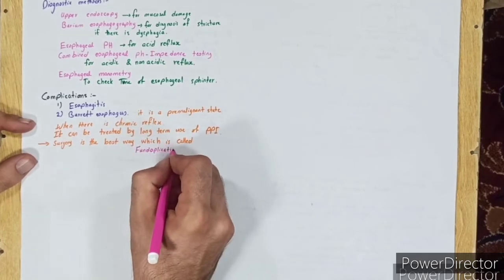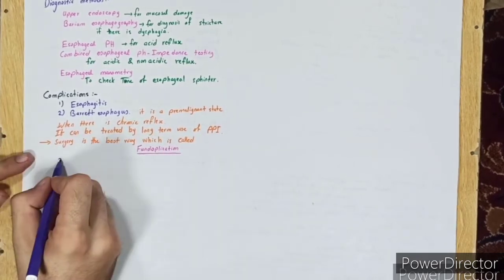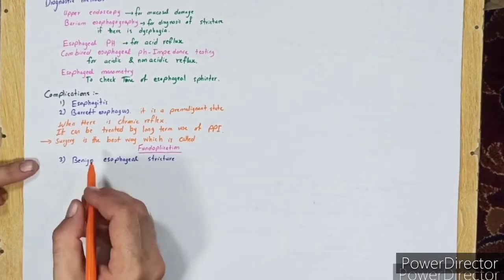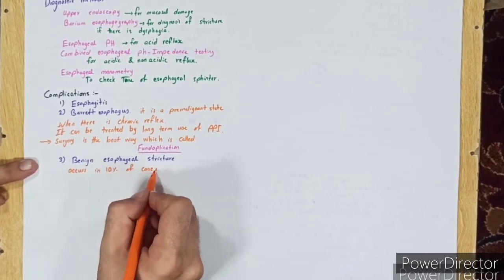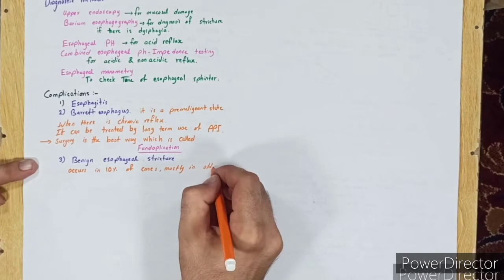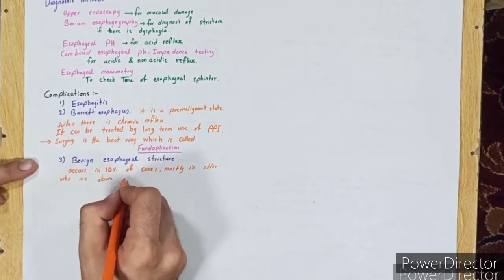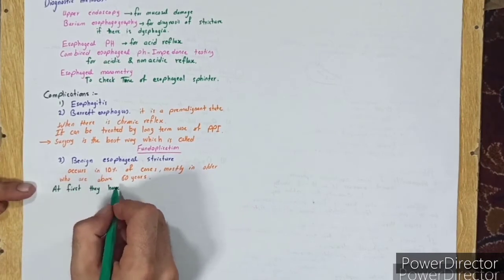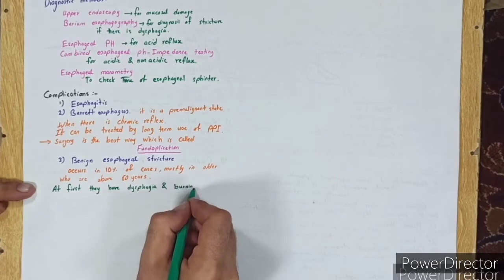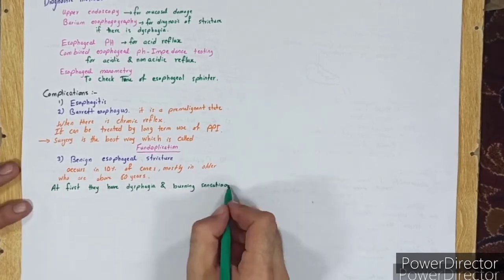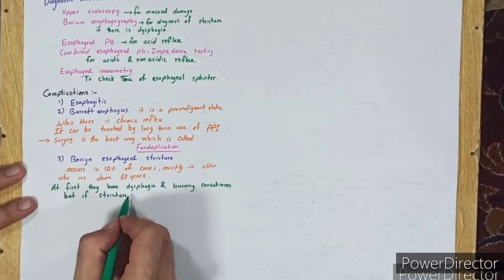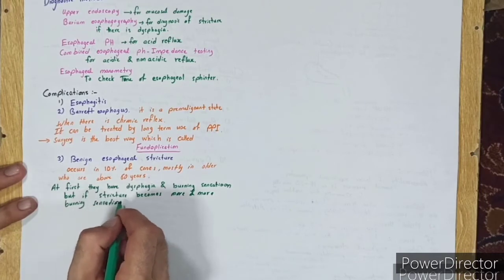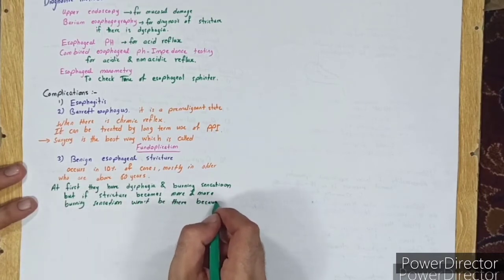The third complication is benign esophageal stricture. It occurs in 10% of cases, mostly in older people, greater than 60 years old. At first, they have dysphagia and burning sensation, but if the stricture becomes more and more, the burning sensation won't be there because there won't be acid reflux anymore.